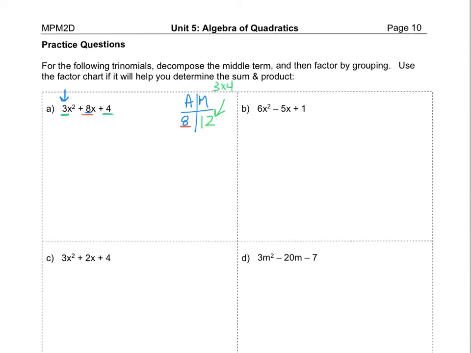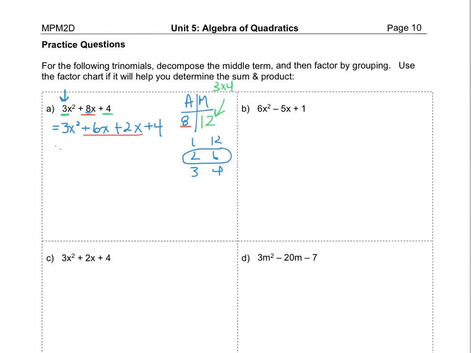Factors of 12 would be 1 and 12, 2 and 6, 3 and 4, 4 and 3, which takes us back. Multiplying to a positive, adding to positive 8, 2 and 6 will do that. So we can't just go x plus 2 and x plus 6 because we won't get our 3x squared out of that. What we're going to do instead is break down, or decompose, the 8x into a 6x plus a 2x. These two lines I've just written are equivalent to each other because that 8x has just been broken down into a 6x and a 2x.